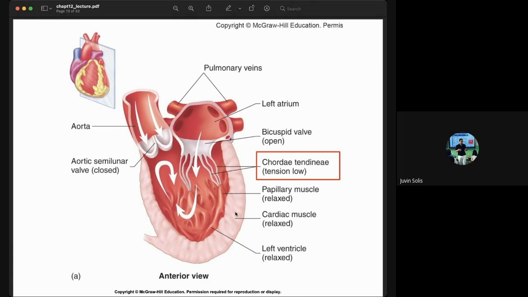Okay? With that, meron tayong tinatawag na chordae tendineae. Here, the tension is low. This one, they attach to AV valve flaps. As you can see, itong attachment na ito. So they support yung valves para sa pagpasok or paglabas ng blood. Okay, that is the main function of your chordae tendineae.